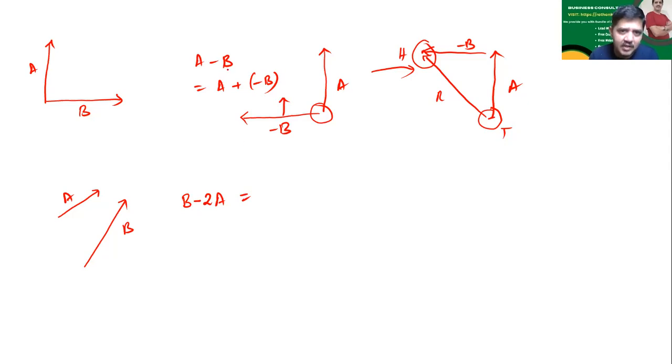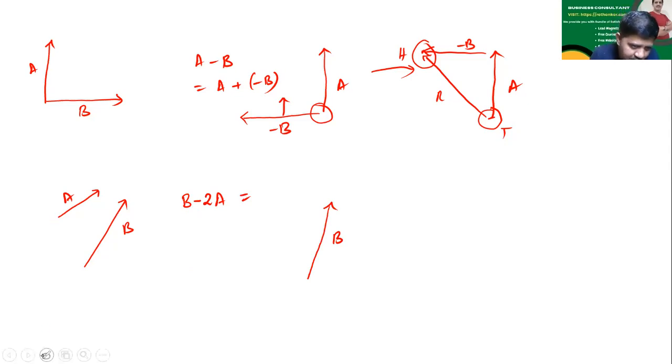See, I took A here, constant, right? Take the positive vector as such. Okay, don't change it. Positive vector, I'm going to take it like this. Like this. Then minus 2A. What is minus 2A? If A is like this, minus A would be like this.